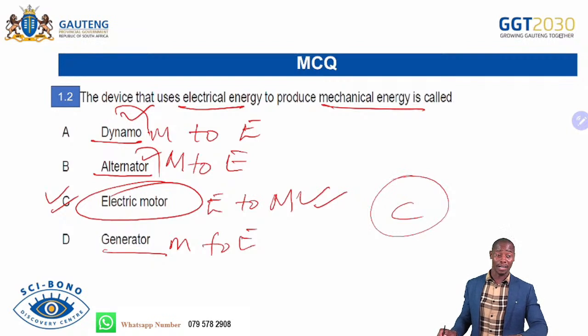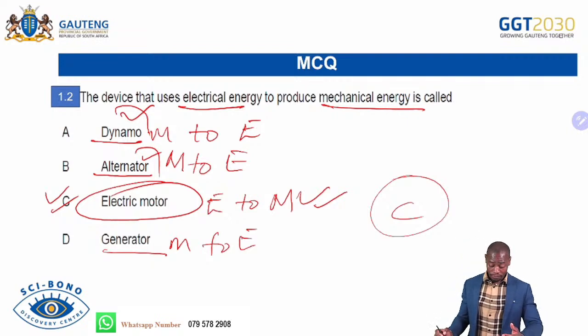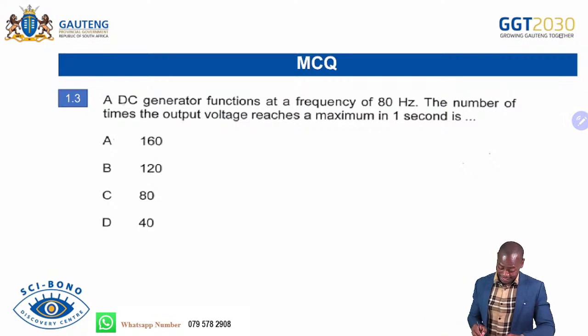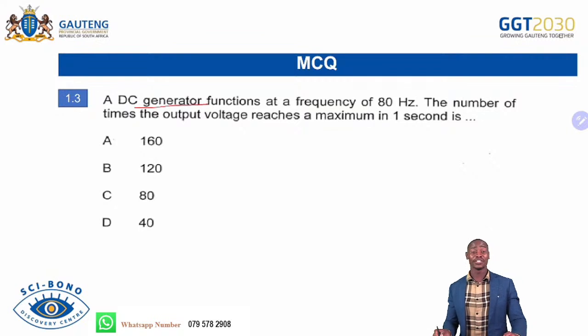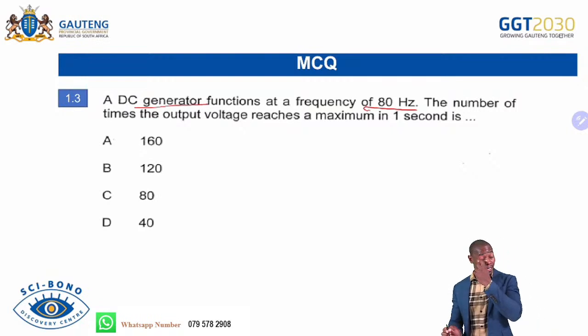Will be C. All right, so you can see how easy questions are when it comes to electrodynamics, as long as you know your story. All right. Then what about this one? A DC generator, right? This is a DC generator, functions at a frequency of 80 hertz, right? The number of times the output voltage reaches a maximum in 1 second is. So actually here, what are they looking for, learners?